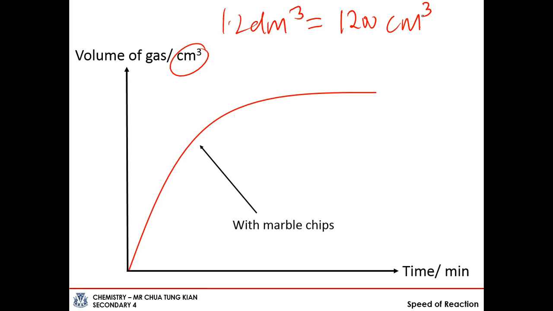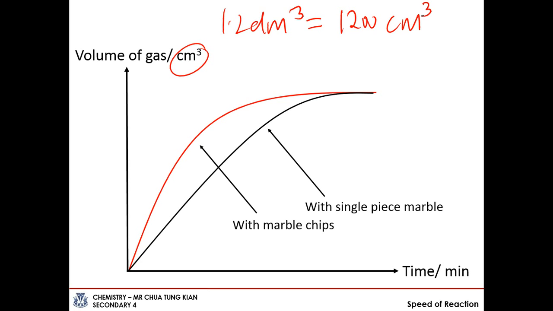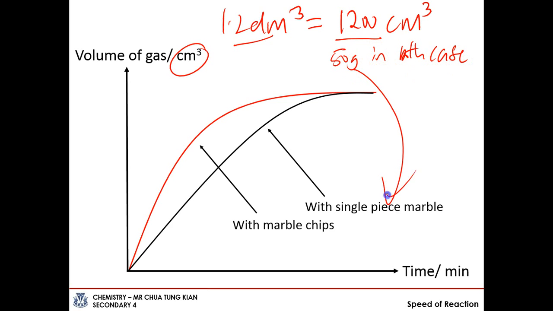And with the marble chips, we will expect a faster reaction than the one with the single piece of marble. So the gradient for the graph is steeper, it hits the plateau faster, and the volume of gas evolved in both cases will be the same. Because we use 50 grams in both cases, just that one is a single huge piece and one are small little marble chips. So they must be at the same level. And what is the volume of this level? It is 1200 cm cube.